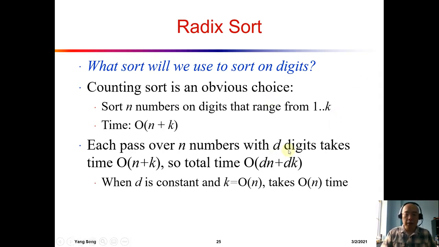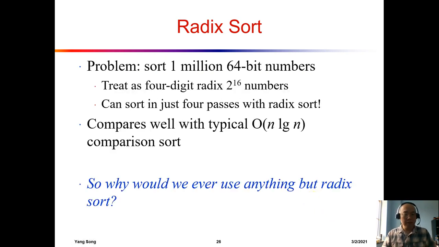So we are going to multiply by d here, and we are going to have O(dn + dk). Usually we assume that d is a constant, and k is O(n). So we can still say the Radix sort is an O(n) time algorithm. So that seems cool, right? Especially if we are trying to sort a big range of values, then we can use the Radix sort.